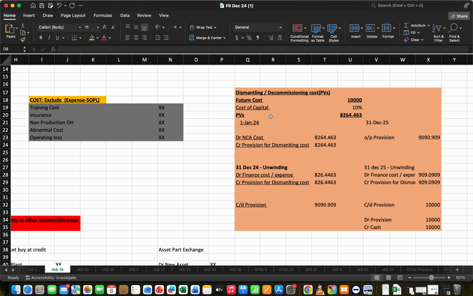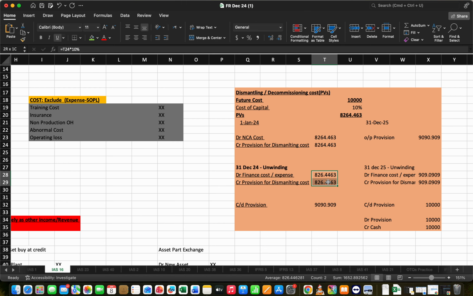Subsequent measurement includes unwinding of discount. The provision increases over time due to the passage of time. This increase is recognized as a finance cost or interest expense. Its journal entry will be debit finance cost or expense and credit provision for dismantling cost.